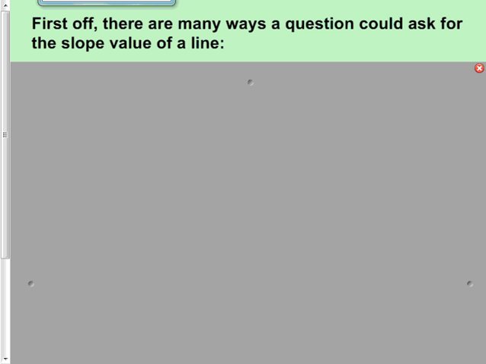Now, one of the things that I'm sure you're probably familiar with is that there are a lot of different ways that a question can come out and ask you or speak to you about the slope value of a line. And unfortunately, we need to be familiar with all of them, and I may actually have a couple that you've never seen before. But let's start with the basics.